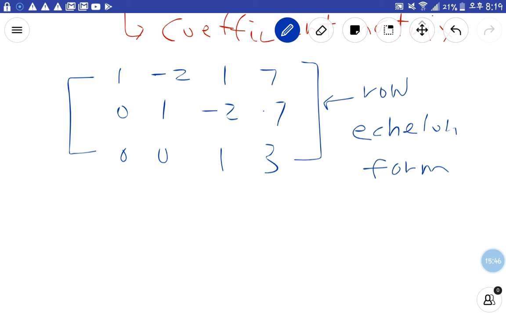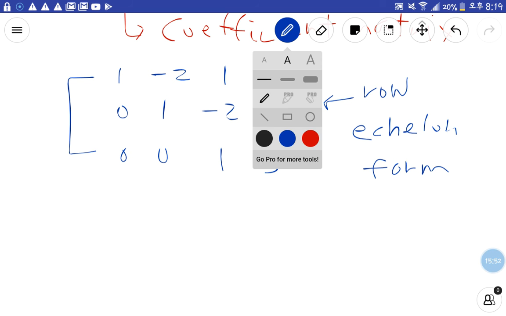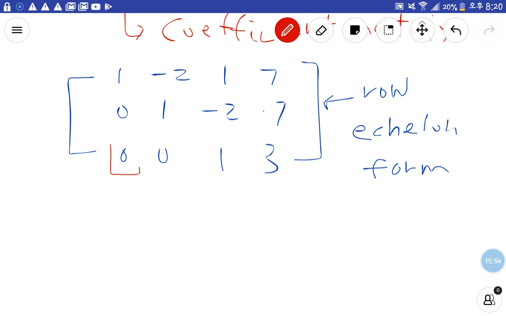Number one, rows consisting entirely of zeros, if there are any, occur at the bottom of the matrix. So look at the bottom of your matrix. Here they have 2 zeros, right? That is for number one. And then number two, the first nonzero entry in any row with nonzero entries is 1. So the first entry in any row is here. That's number two.